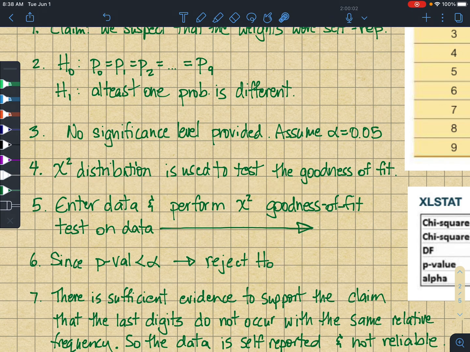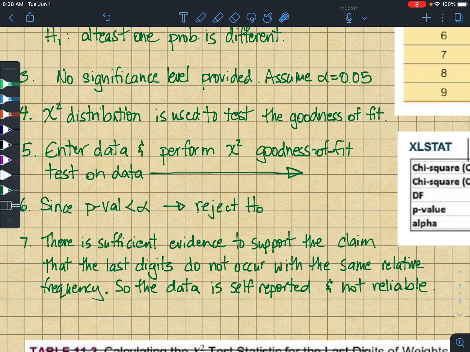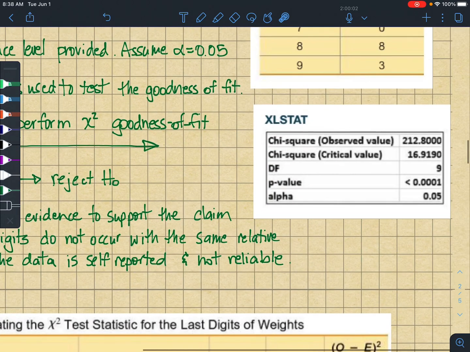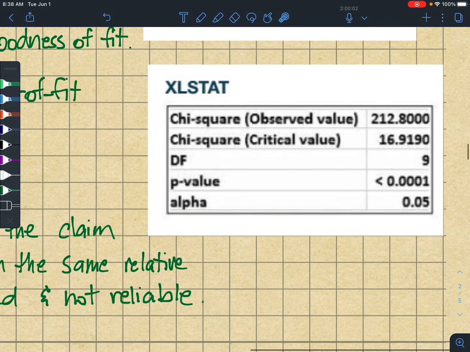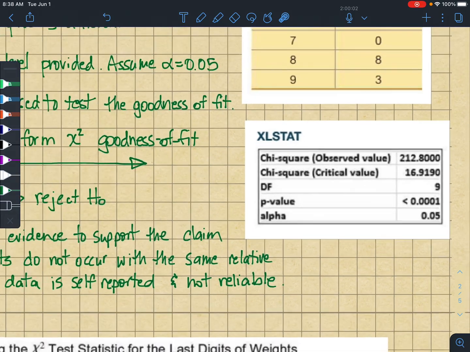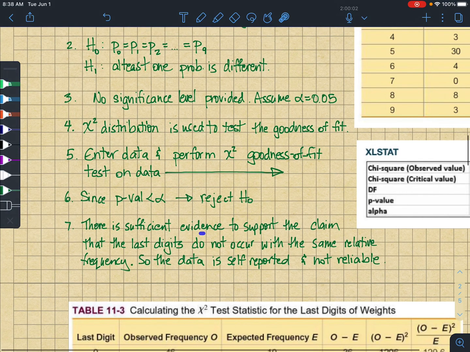Chi-square distribution is used to test the goodness of fit. So that's what we compare it with. Enter your data, and you'll get a result something like this. I'll show you that in just a moment using our StatCrunch in Benford's Law in the second problem.